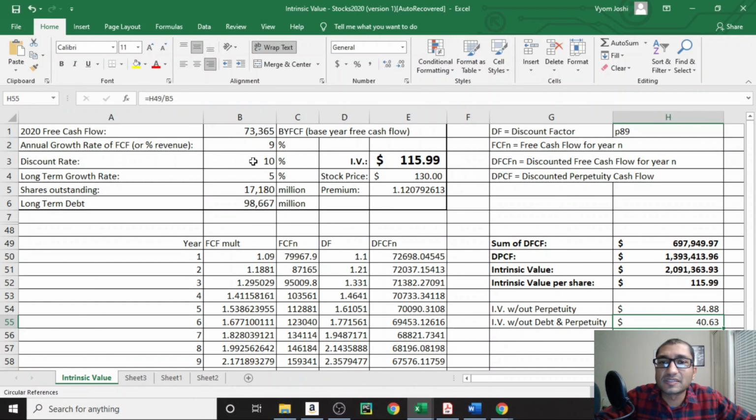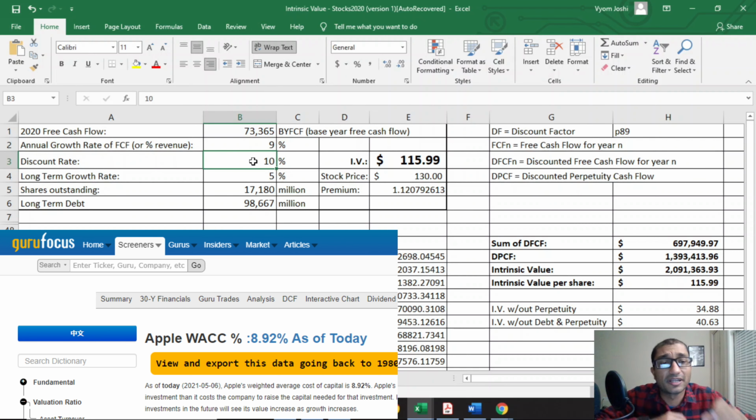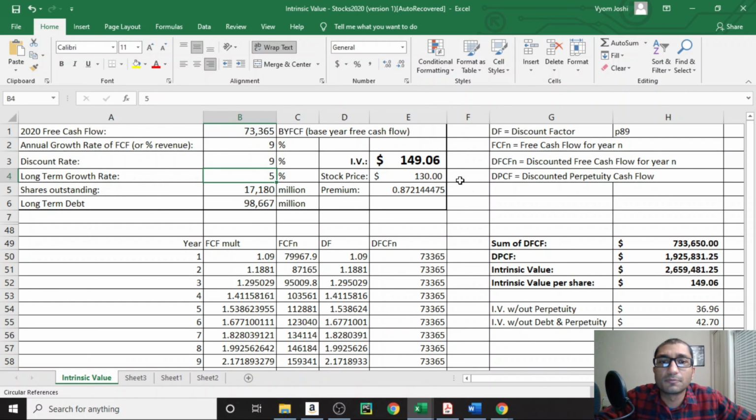Finally, if we drop the company's discount rate to its weighted average cost of capital, which is also known as its hurdle rate, which in Apple's case is 9%, then we get the intrinsic value to be about $149 per share. And when we compare that intrinsic value to the company's current stock price, we can see that the current stock is trading about 13% below the company's intrinsic value.